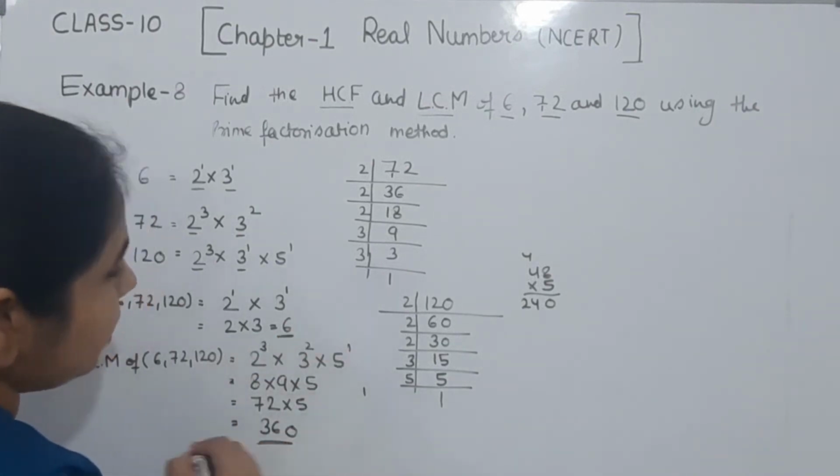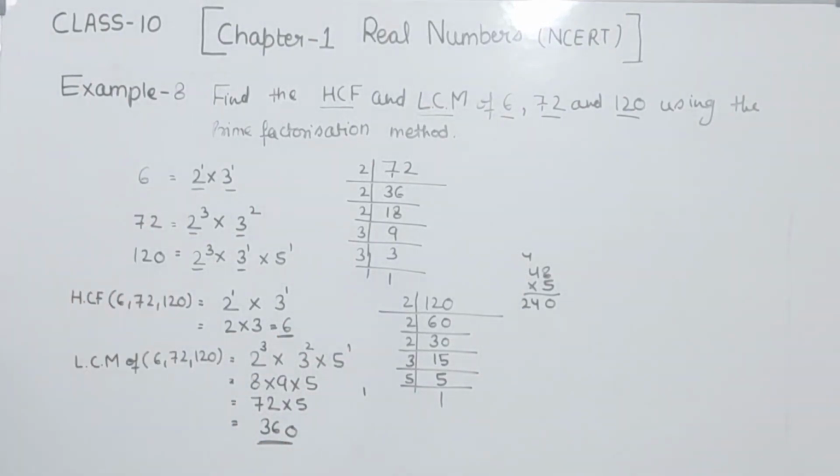This one and this one. So we have to find the HCF and LCM. We have to find this one with the prime factorization method. So this one we are having the last example that is related to the exercise 1.1. In the next video we are going to start with the exercise 1.2.